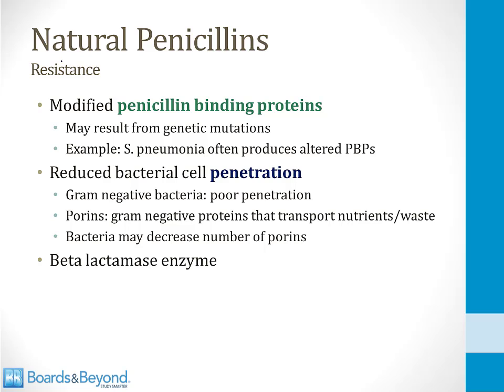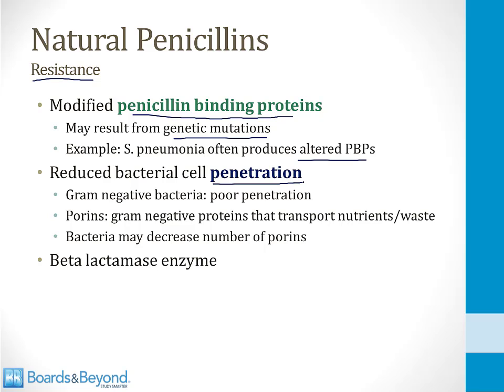The reason that these drugs aren't effective against many bacteria is because there are a number of common resistance mechanisms that bacteria have developed. One of these is modification of the penicillin binding proteins. Many bacteria modify these proteins, often via genetic mutations, and that leads to resistance. For example, Strep pneumoniae is often resistant to the natural penicillins, and that's because this bacteria often produces altered penicillin binding proteins.